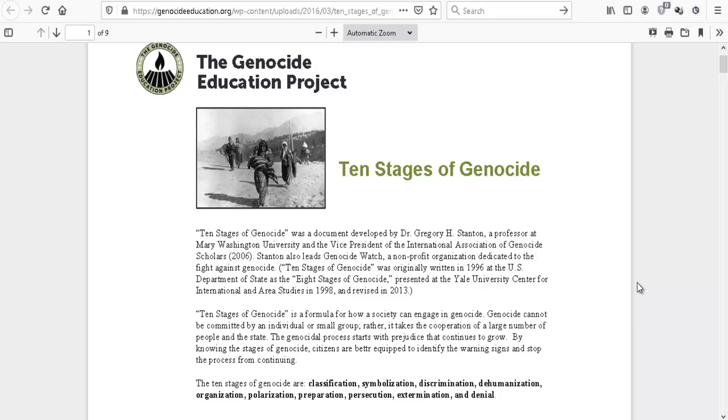The 10 stages of genocide is a formula for how a society can engage in genocide. Genocide cannot be committed by an individual or a small group. Rather, it takes the cooperation of large numbers of people and the state. The genocidal process starts with prejudice that continues to grow. By knowing the stages of genocide, citizens are better equipped to identify the warning signs and stop the process from continuing. The 10 stages of genocide: classification, symbolization, discrimination, dehumanization, organization, polarization, preparation, persecution, extermination, and denial.